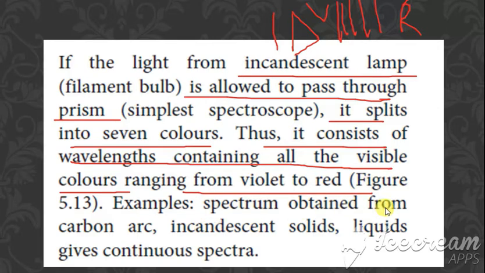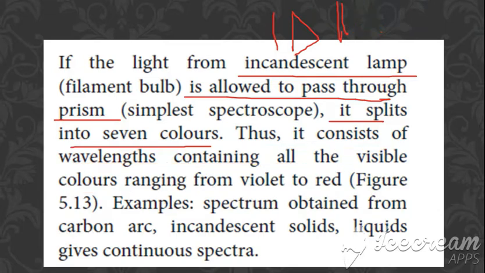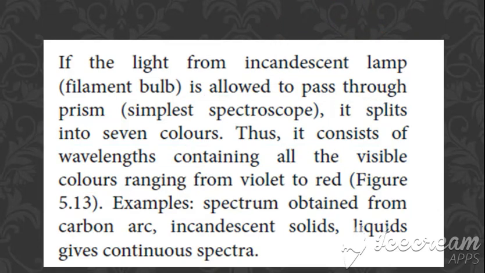Then the spectrum obtained from the carbon arc. So these are all examples of the continuous spectrum. Carbon arc, incandescent solids and liquids give a continuous spectrum. Clear with this? Any white light, if it is made to pass through the prism, is split into 7 colors, and those 7 colors ranging from violet to red form a continuous spectrum. Clear? Examples are the spectrum obtained from the carbon arc, incandescent solids and liquids.